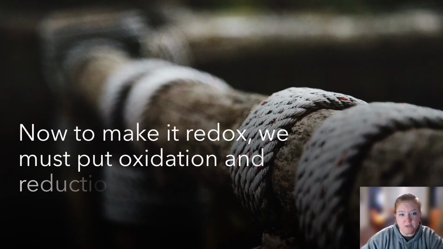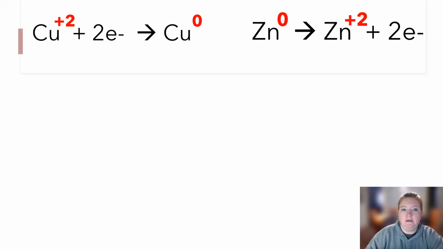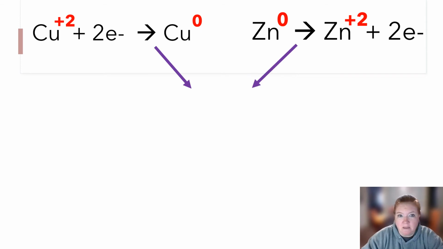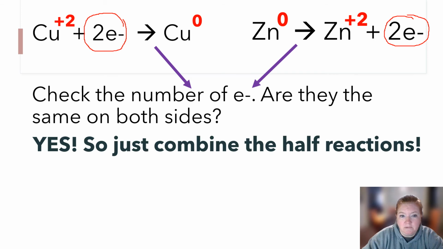Now to make it redox, we're not done. We take the halves and put them together. So which one is this? Reduction, gain; oxidation, loss. We take them and we put them together. But before we do that, we have to ask ourselves a couple of questions. Check the number of electrons. Are they the same on both sides, meaning both equations? Well, I have 2 on the reactant side with the reduction, and I have 2 on the product side with the oxidation. Well, yeah, that's the same.